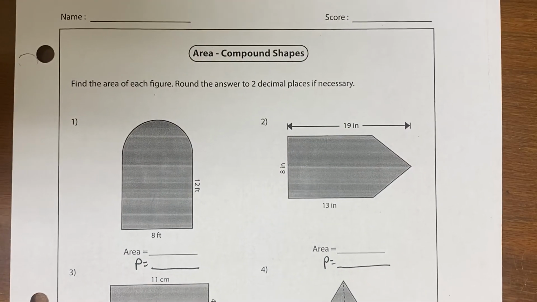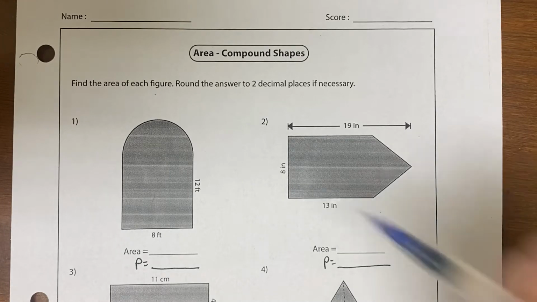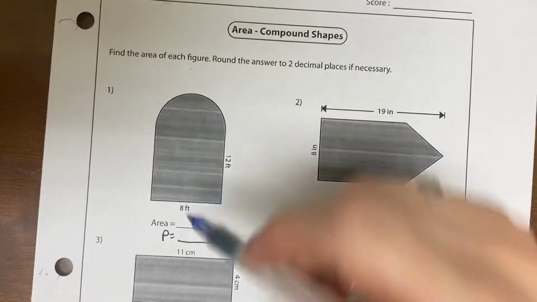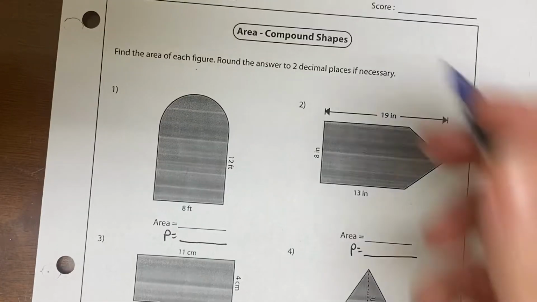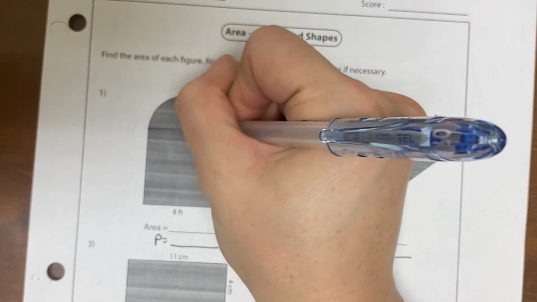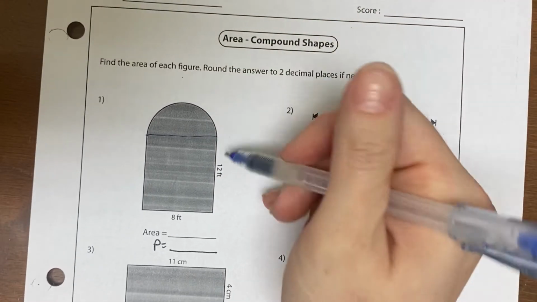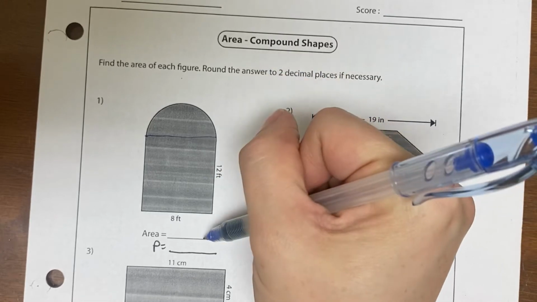Okay, we're gonna do compound area now. We have two shapes together that we're gonna have to split into two shapes that we can find the area of, and then combine our two answers. I'm gonna draw a line here to separate my rectangle and my semicircle. I need to find the area of each, and then I'm gonna add it together.